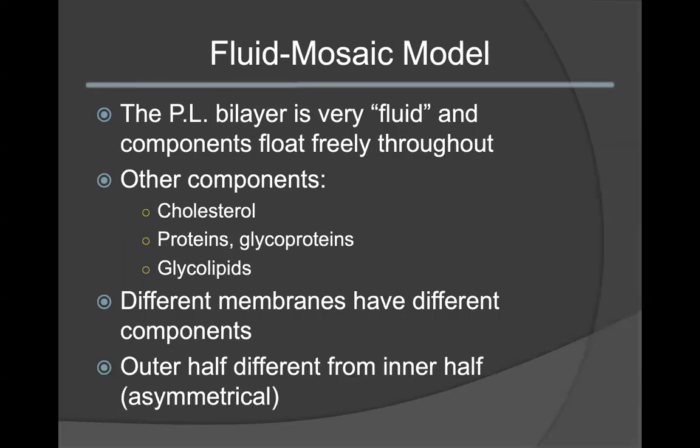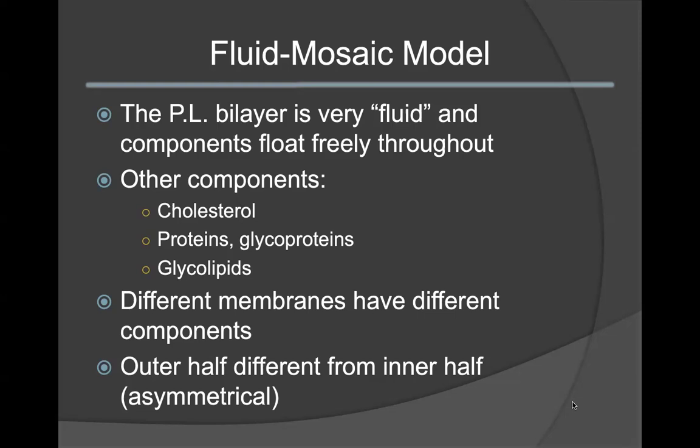When we refer to the plasma membrane, we can say that it follows the fluid mosaic model. This is because the bilayer itself is very fluid and allows for components of the cell membrane to freely float throughout it. There are other components in the cells such as cholesterol, proteins, glycoproteins, glycolipids that will be able to move throughout the plasma membrane. We say that it is a fluid mosaic model because it is fluid as well as mosaic.